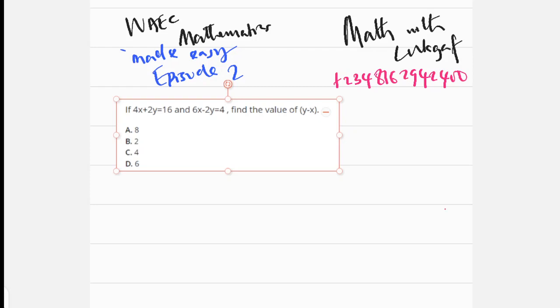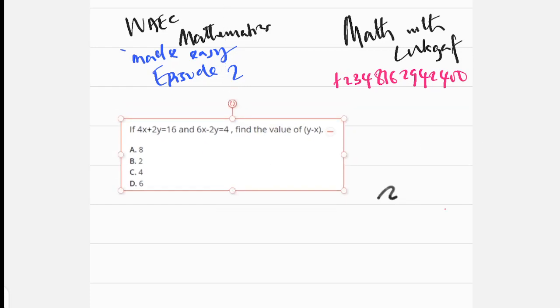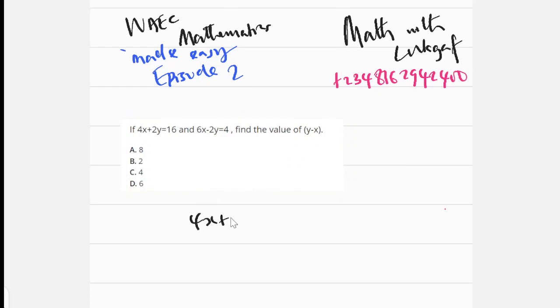Look at this question. The question says if 4x plus y is equal to 16, 6x minus 2y is equal to 4.